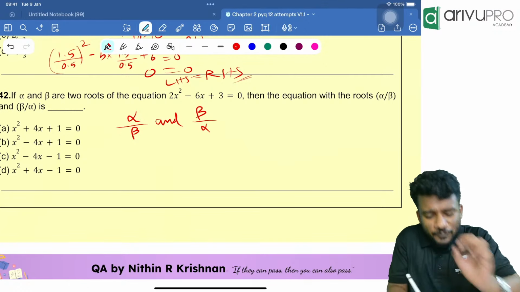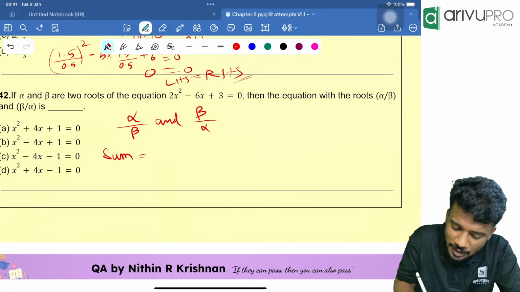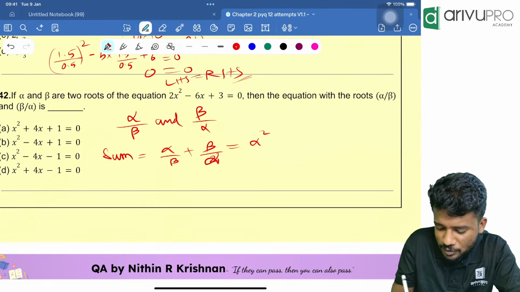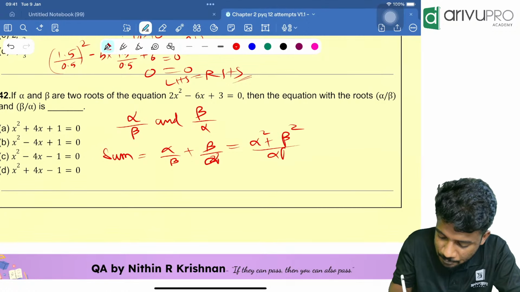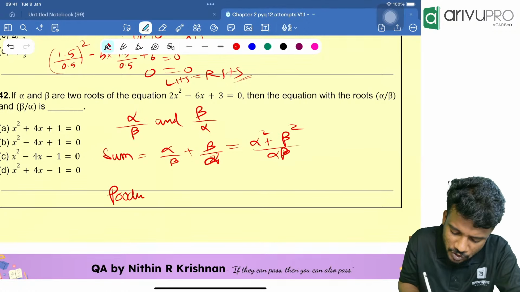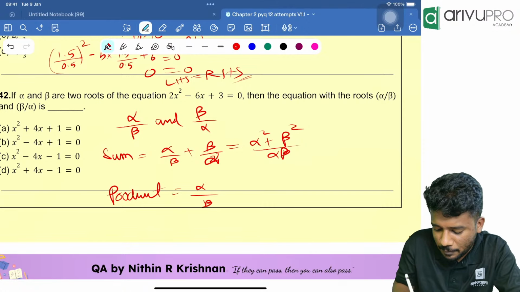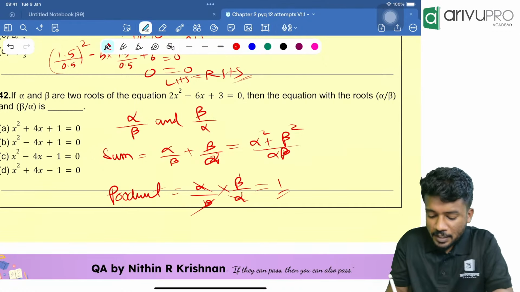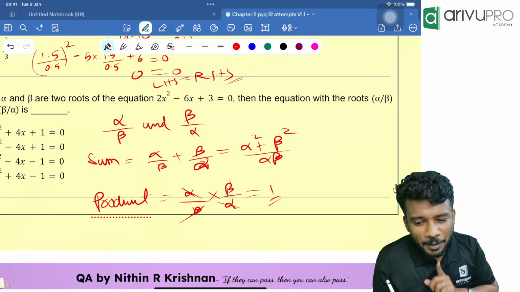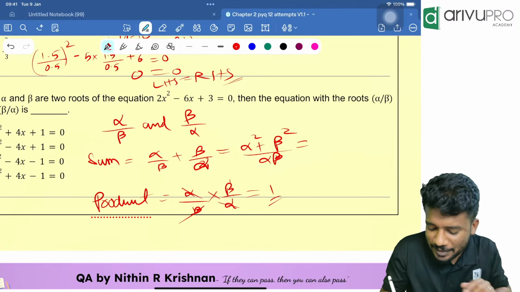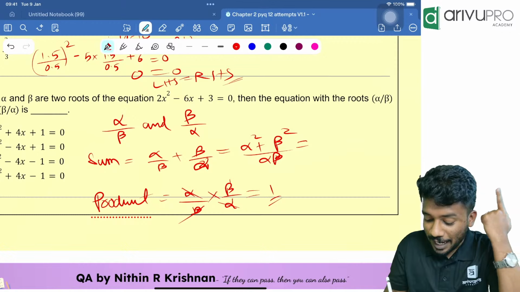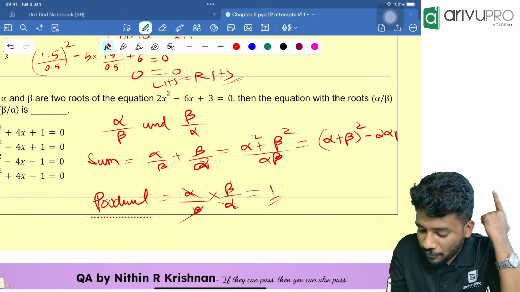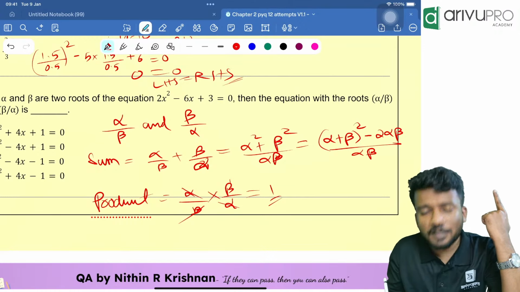You tell me the sum of the roots will be what? Sum will be nothing but alpha by beta plus beta by alpha, which is nothing but alpha square plus beta square divided by alpha beta. Product will be how much? The product is nothing but alpha by beta into beta by alpha. That means cancel 1. Now we require to find the value of alpha square plus beta square divided by alpha beta. What is alpha square plus beta square? I told you, alpha plus beta the whole square minus 2 alpha beta, divided by alpha beta.